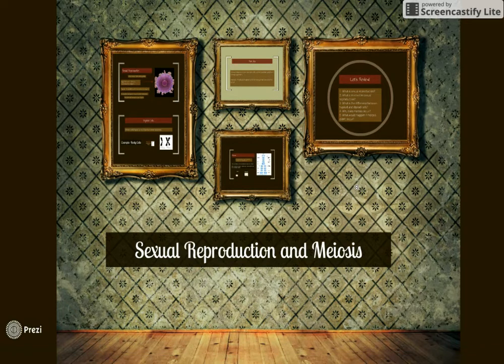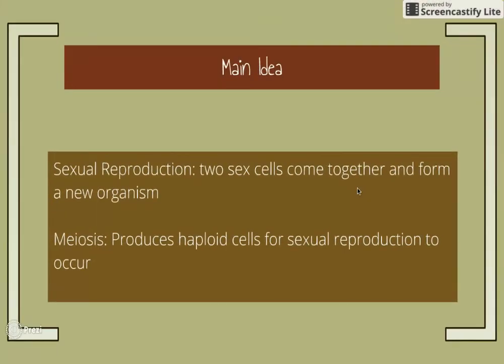In this video, we will discuss the process of meiosis and how it creates cells for reproduction in organisms. Sexual reproduction is when two sex cells, usually an egg and a sperm, come together and form a new organism. Meiosis produces these types of cells called haploid cells, which are used for sexual reproduction.